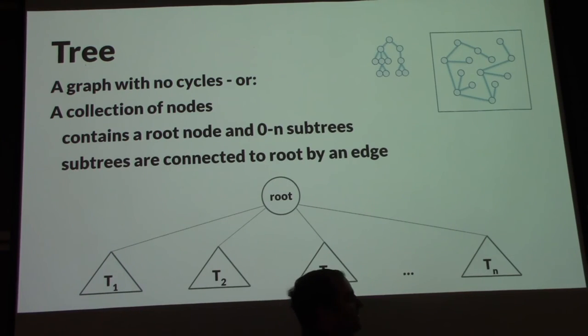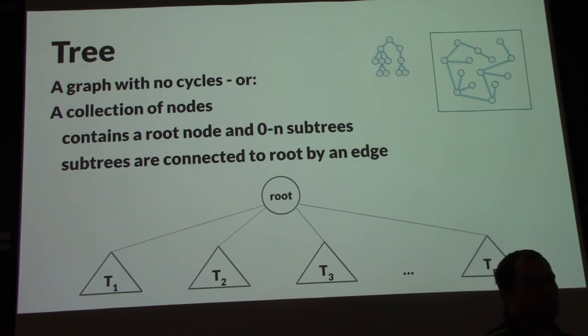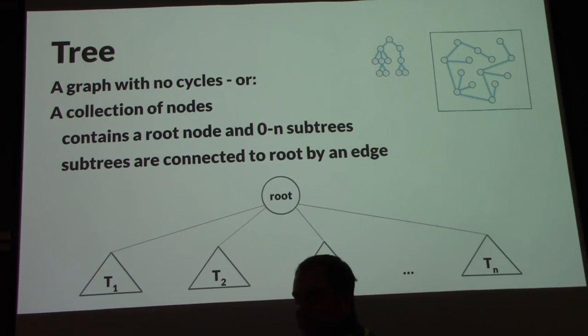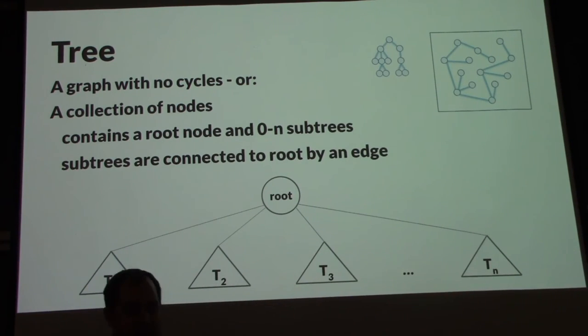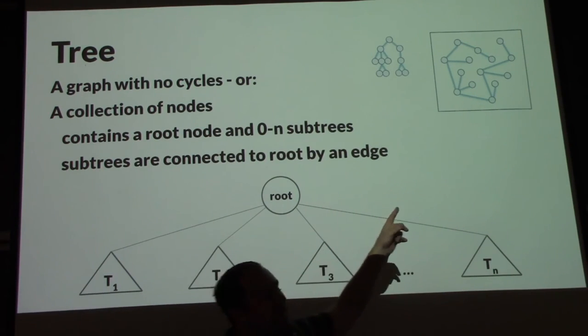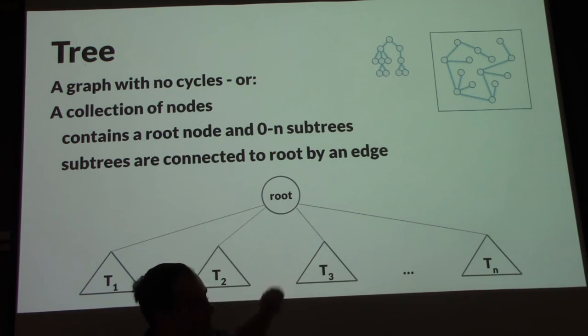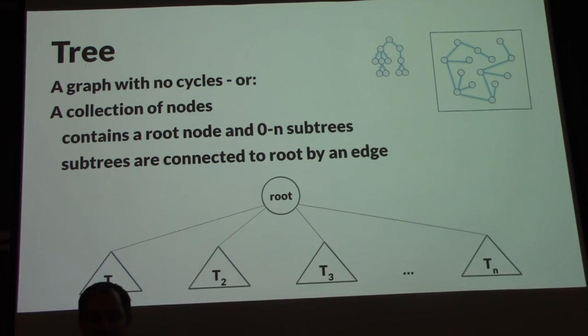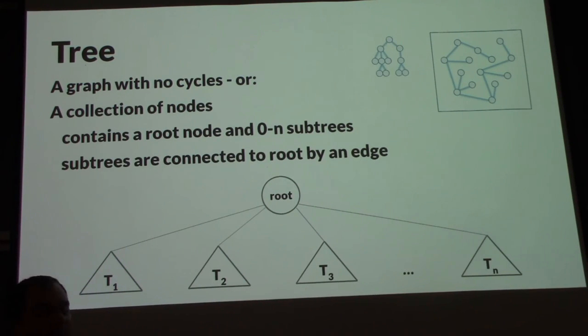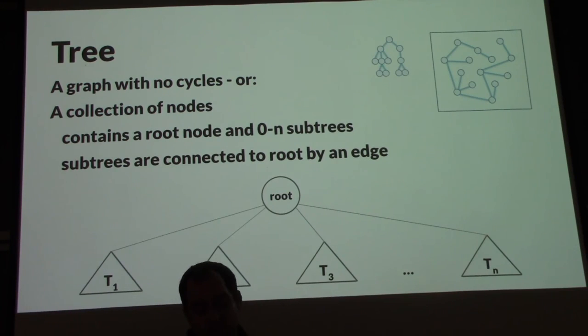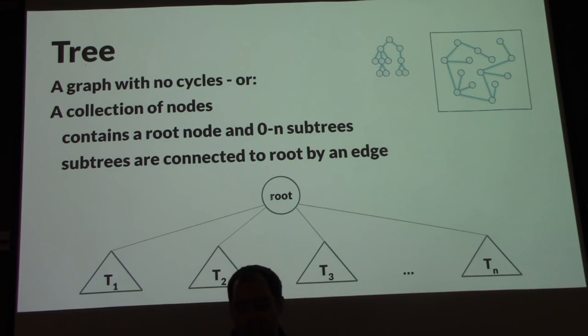You probably all know what a tree is. A tree is just a graph with no cycles, or you can also include the definition of a root in a tree. So in this case, the one right here is a tree that doesn't have a defined root. Most commonly, we think about trees having a root and then looking something like this. And there's also a recursive definition of a tree, which is as a collection of nodes which contain a root node and 0 to n subtrees, and the subtrees are connected to the root by an edge. And so here, we have a root and then subtrees, and each of these subtrees has a root and then subtrees and so on.